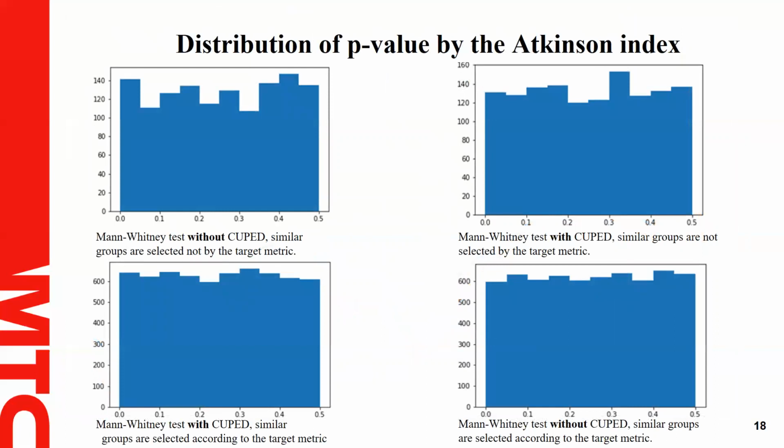Let's see how the Atkinson index performed. It also coped well with this task. For which metric did I use it? I tried to use the Atkinson index not for the target metric, and for the target metric, and also tried to apply a CUPED transformation on them. And you can see that in all 4 cases, we have a uniform p-value distribution, so everything is correct.